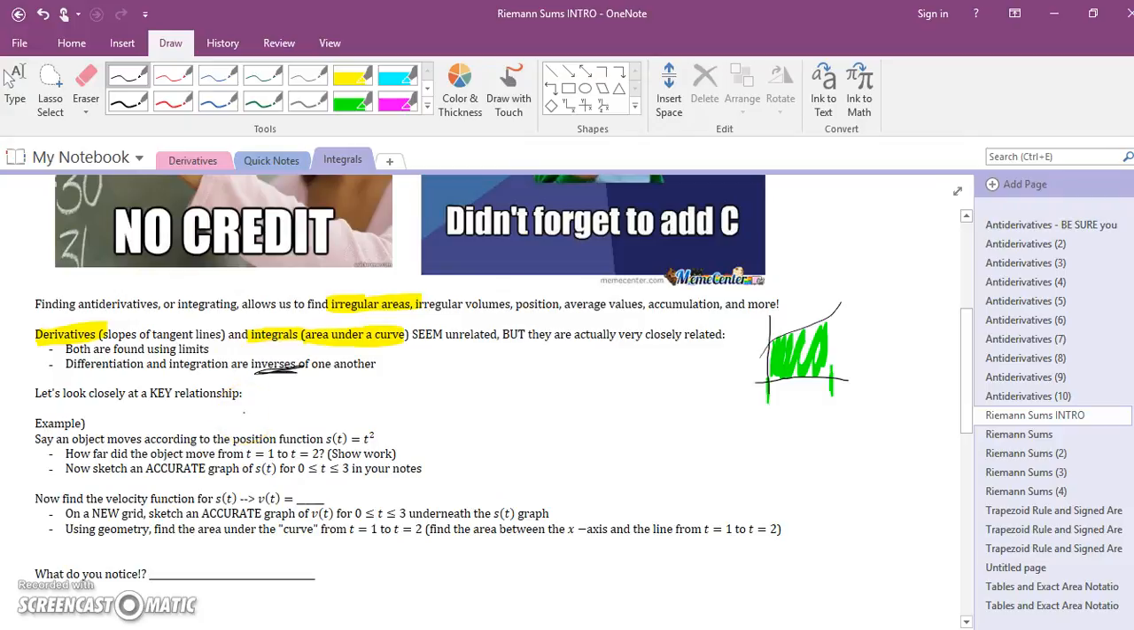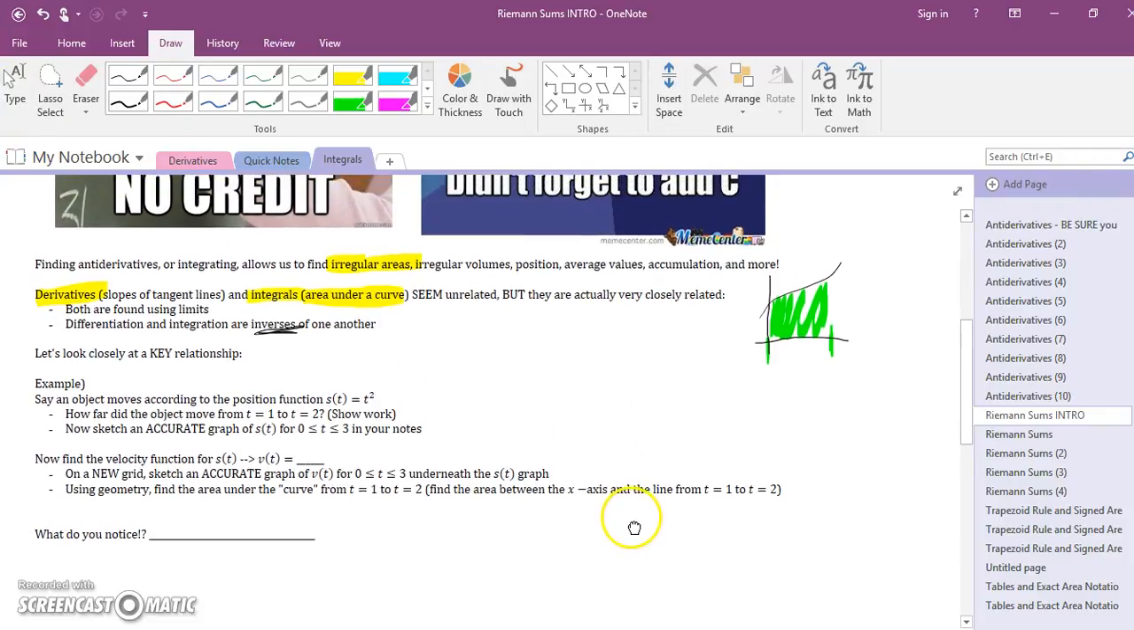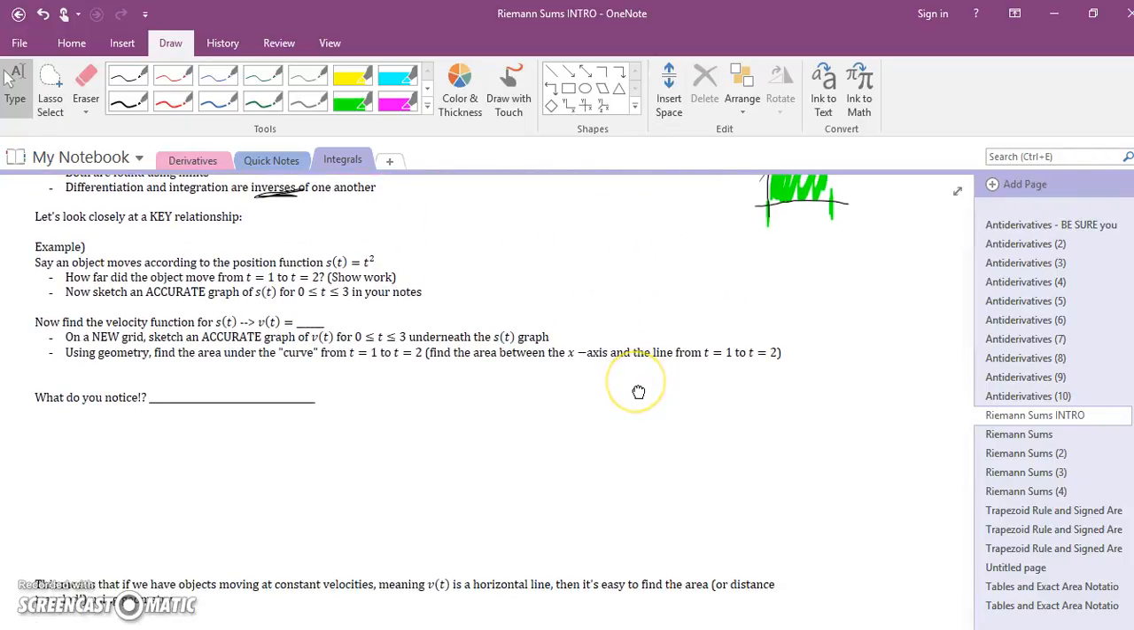So let's look at a key relationship here. I'm going to set this up, but I'm not going to tell you the answer or actually do it out for you because I want you to do it out. Make sure you have all this stuff written down. In your notes, you're going to set this all up and actually do it. And then in your groups on Monday, you're going to compare and we'll continue on from your Riemann sums notes. So let's take this position function, s of t is t squared, a basic parabola. Let's say we have a particle moving along the x-axis back and forth, and the position of this guy is given by this position function t squared.